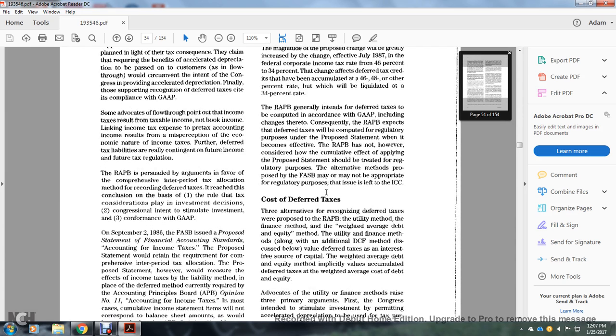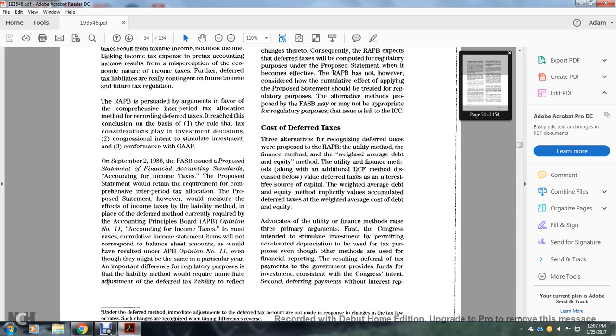The Railroad Accounting Principles Board generally includes deferred taxes computed in accordance with generally accepted accounting principles, including the changes. Consequently, deferred taxes were computed for the regulatory purpose of the proposed statement when it becomes effective. The Board has not, however, considered whether the cumulative effect of applying the proposed statement should be treated for regulatory purposes. The alternative methods proposed by the Financial Accounting Standards Board may not be appropriate for regulatory purposes, an issue left to the Interstate Commerce Commission.